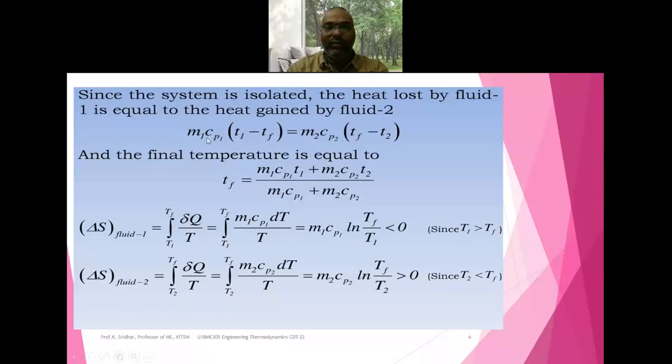So now M1 Cp1, because Tf is a common temperature, it is the intermediate temperature after the energy balance. So M1 Cp1 into (T1 minus Tf) is equivalent to M2 Cp2 into (Tf minus T2). Now here we can find out the intermediate temperature value like this. And now we can find out the dS of fluid 1 and the dS of fluid 2. So like this we are able to find out.